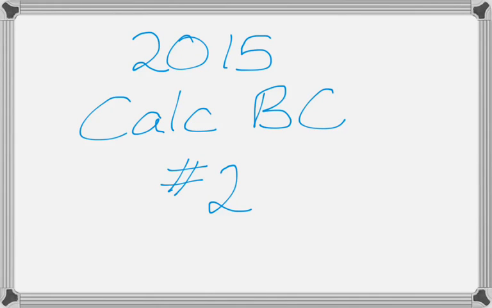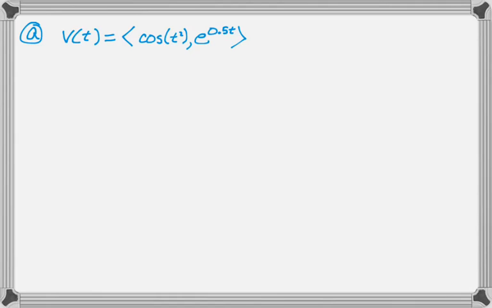Okay, in this video we're going to talk about number 2 from the 2015 Calc BC exam, and it's a pretty straightforward kind of parametric slash vector function problem. So let's see, we're told that v of t is cosine of t squared comma e to the 0.5t. We also know that at t equals 1, the particle is at 3, 5.